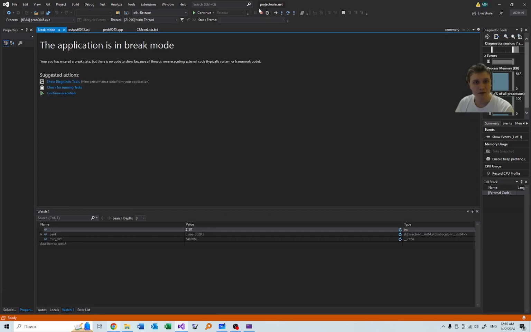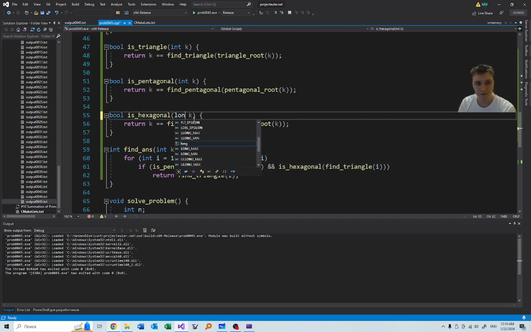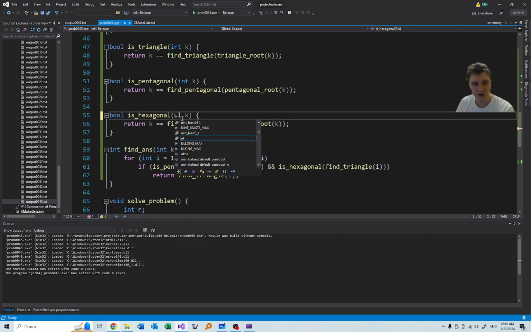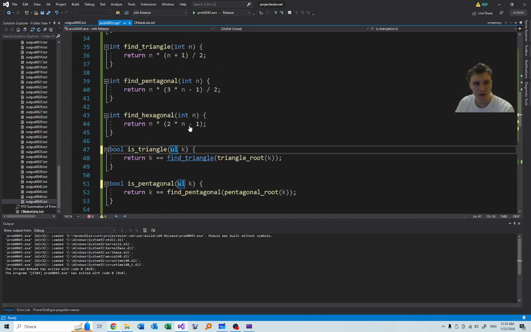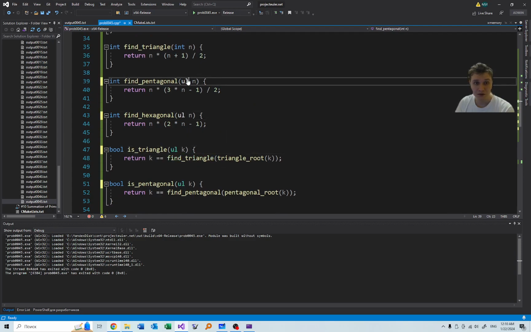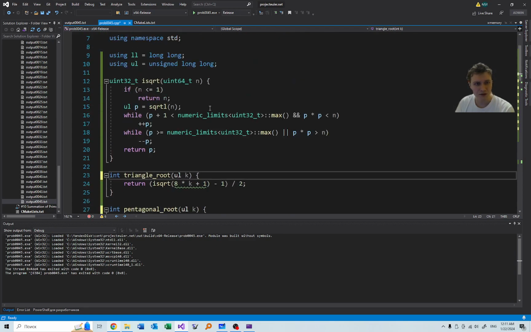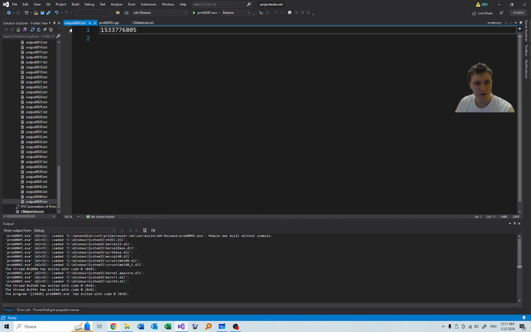We have a problem because we didn't use long actually. So let's replace everything with long long. And it should be fine. Now it's immediately fine, and it found this beautiful number.